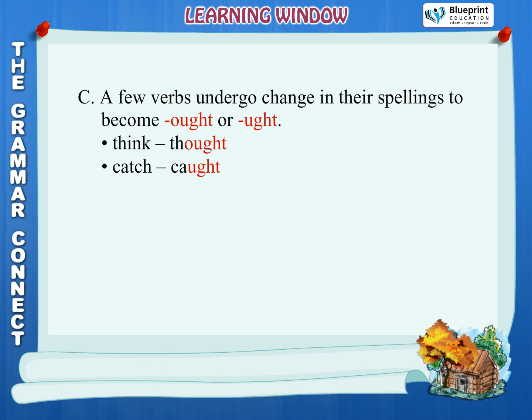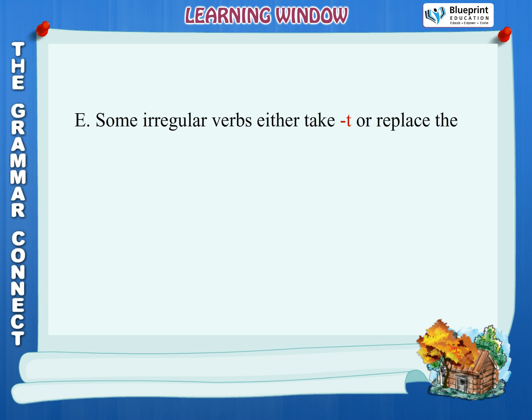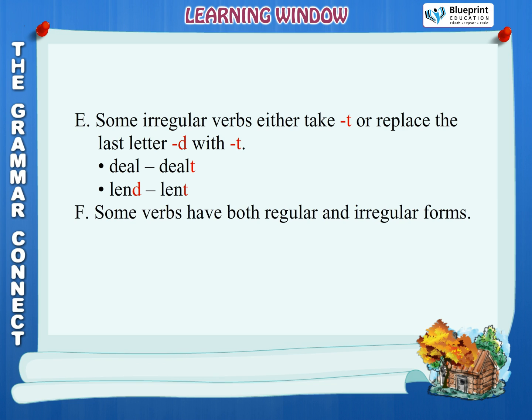Think, thought, catch, caught. D, a few verbs have the same form. Put, put, cut, cut, hurt, hurt, cost, cost. E, some irregular verbs either take t or replace the last letter d with t. Deal, dealt, lend, lent. F, some verbs have both regular and irregular forms. Leap, leapt, leaped. Spill, spilled, spilt.